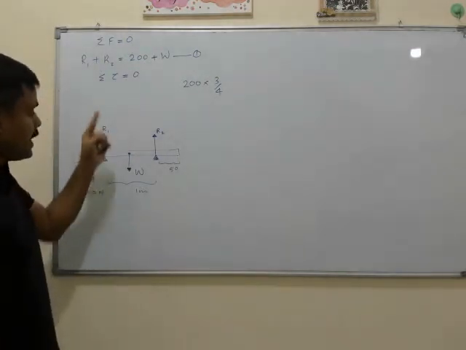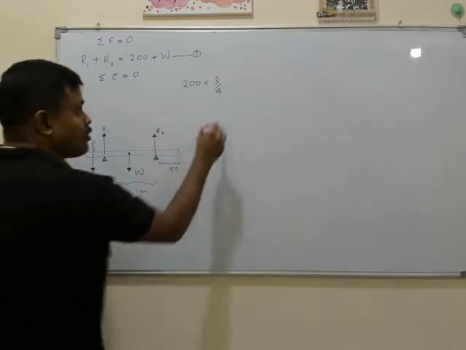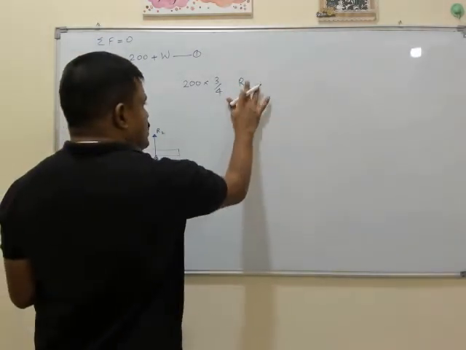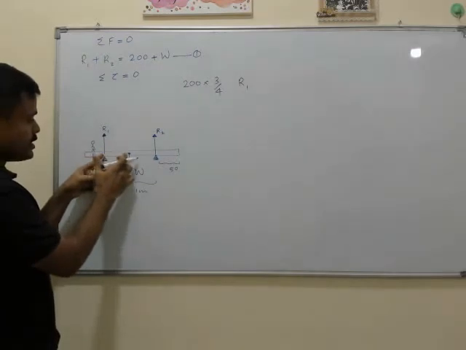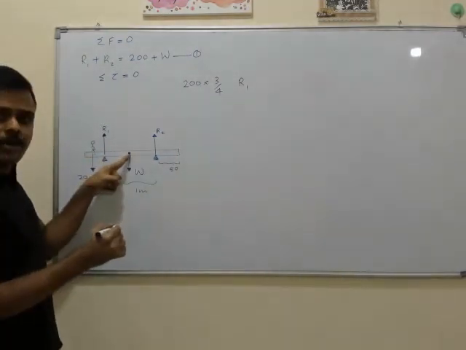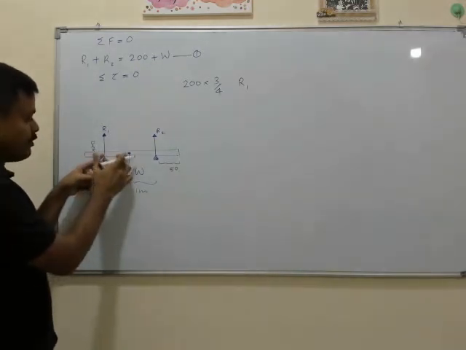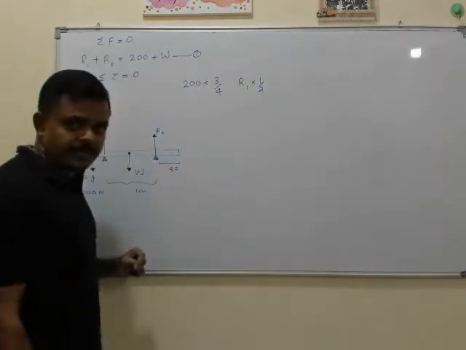Right. And then torque by this force R1, normal reaction. How do we take it? I can take it R1 into, what is the perpendicular distance? Perpendicular distance is this distance, no? We are finding, remember, torque about this point. This distance is what? 50 centimeters. 50 centimeters is half a meter, right?